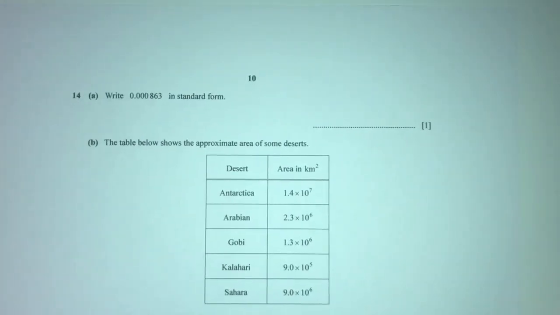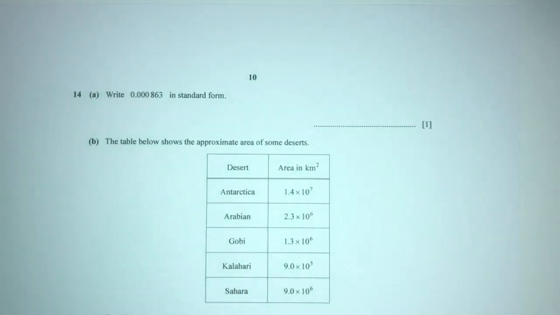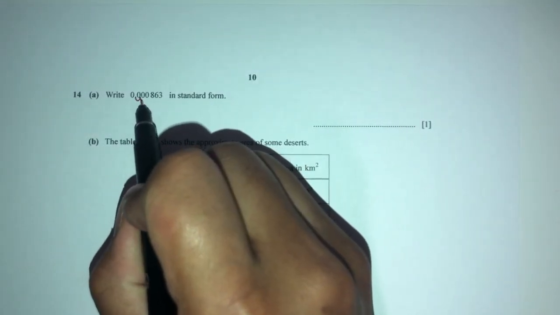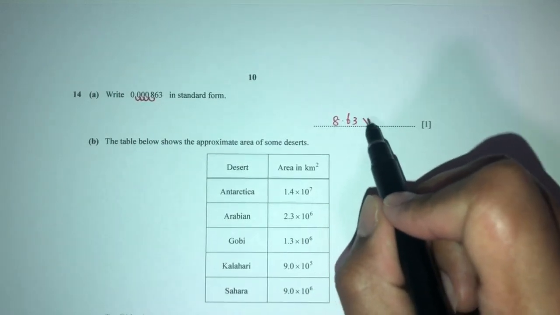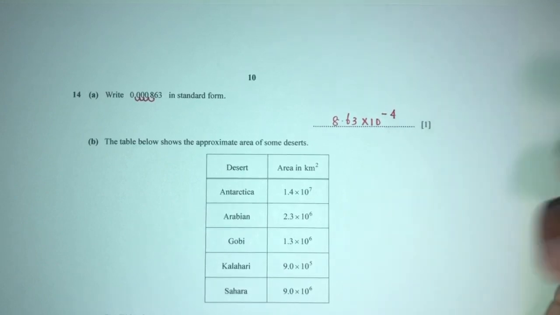Now let's move on to question number 14, part A. We have to write this down in standard form. So let's count. We have 1, 2, 3, 4 spaces to move. So that will be 8.63 times 10 power minus 4.